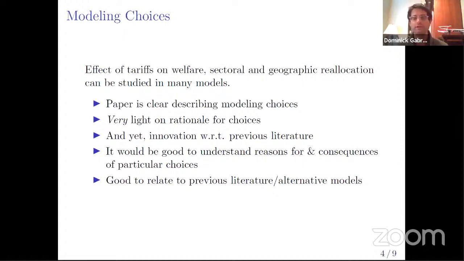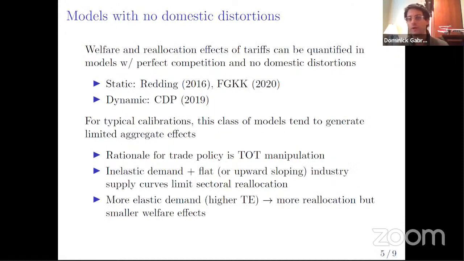So it would be good to understand better the reasons and consequences of the particular modeling choices and to relate a little bit more analytically to the previous literature or alternative ways that this question could have been approached. So I'm gonna do a little bit of that here just to try and clarify a bit for myself and hopefully for you guys, some of the relationship to the previous literature. So we can quantify the effects of tariffs on reallocation and welfare with models of perfect competition and no domestic distortions. We have a static model as in the recent work of Fajgelbaum et al. Of course, Caliendo, Dvorkin, and Parro has a dynamic version.